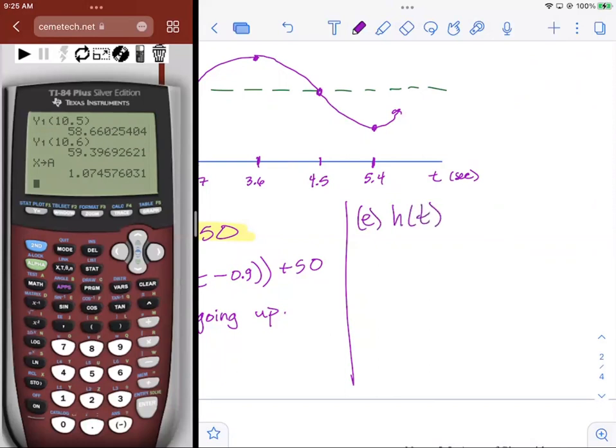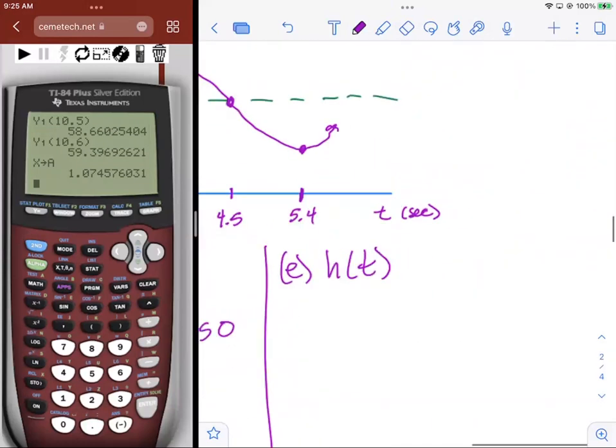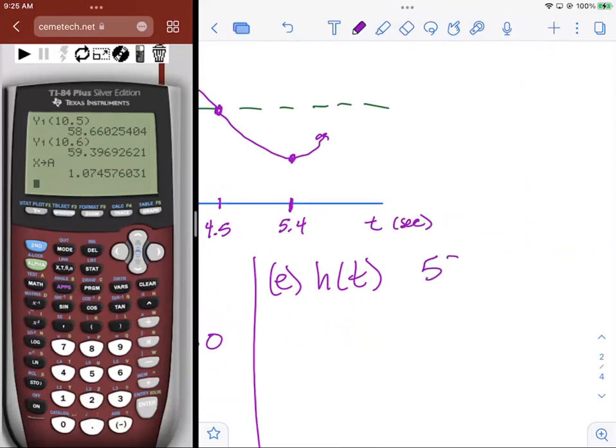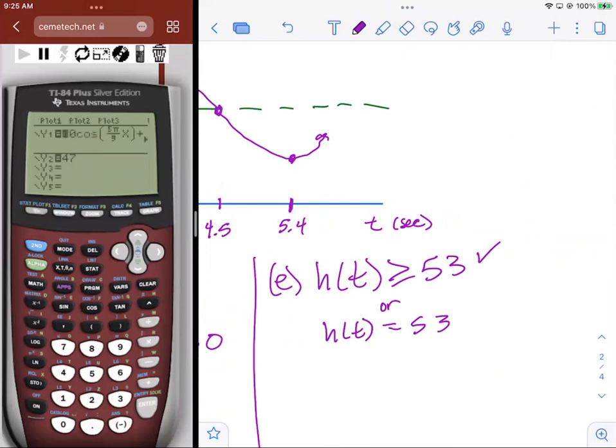I want to know where h of t is 53 or more. When it says at least, it means or bigger, right? So you could put h of t is greater than or equal to. I would accept that for your setup, or it's okay if you tell me h of t equals 53. I would accept that as well. So really what we do now is go back to y2, and instead of 47, we just put 53.